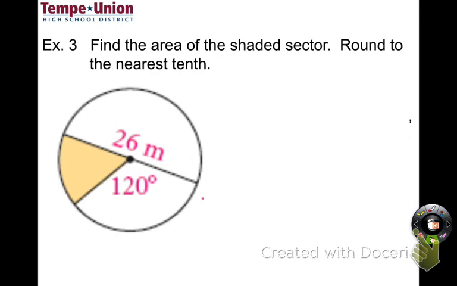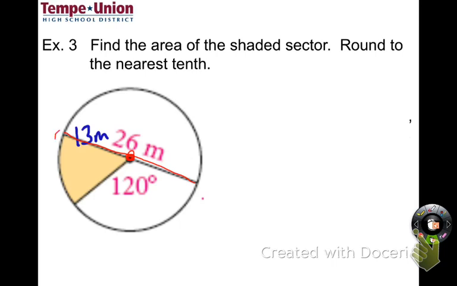Okay, this one, we've got 26 listed again as the diameter. So let's go ahead and say that our radius would be 13 meters. And then it has this 120 listed. That's not the shaded region that we want. We can tell that this is the diameter. It's going through the center of the circle.